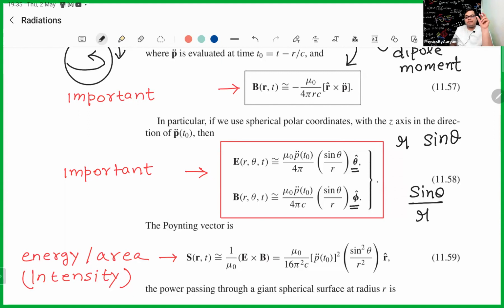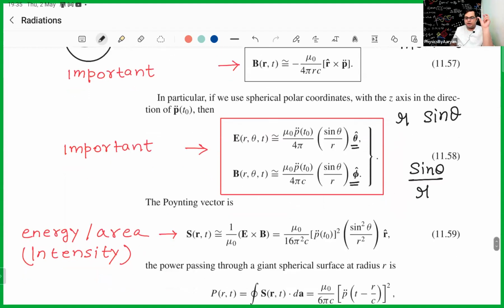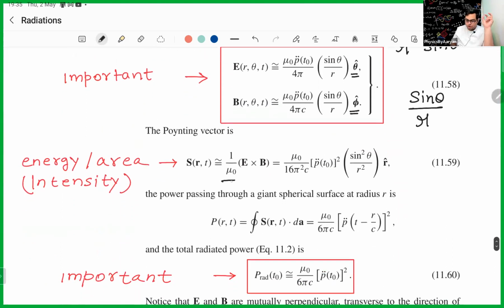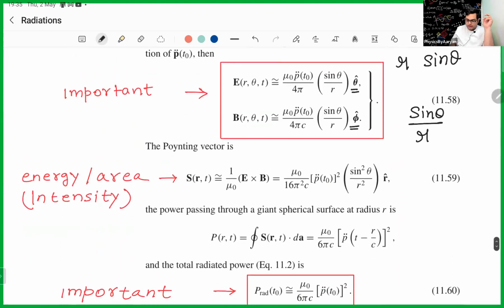So interestingly, we have our electric field, we have our magnetic field, and we can find our Poynting vector. The Poynting vector is 1 by mu naught E cross B. If you multiply both of them, mu naught squared over one mu naught in the denominator gives only mu naught. 4 pi squared becomes 16 pi squared, you get c, the square of p double dot, and then sine squared theta by r squared. So this is your Poynting vector, and this is also very important.